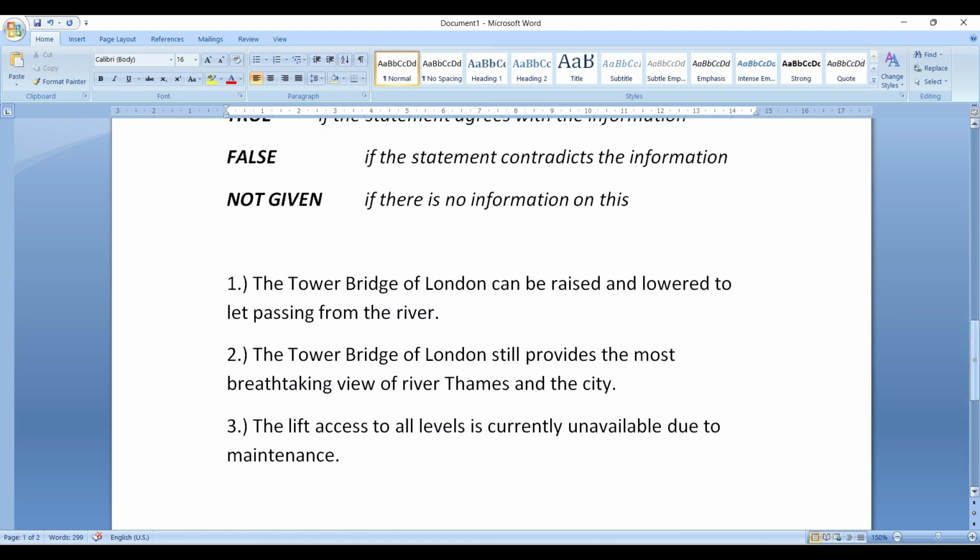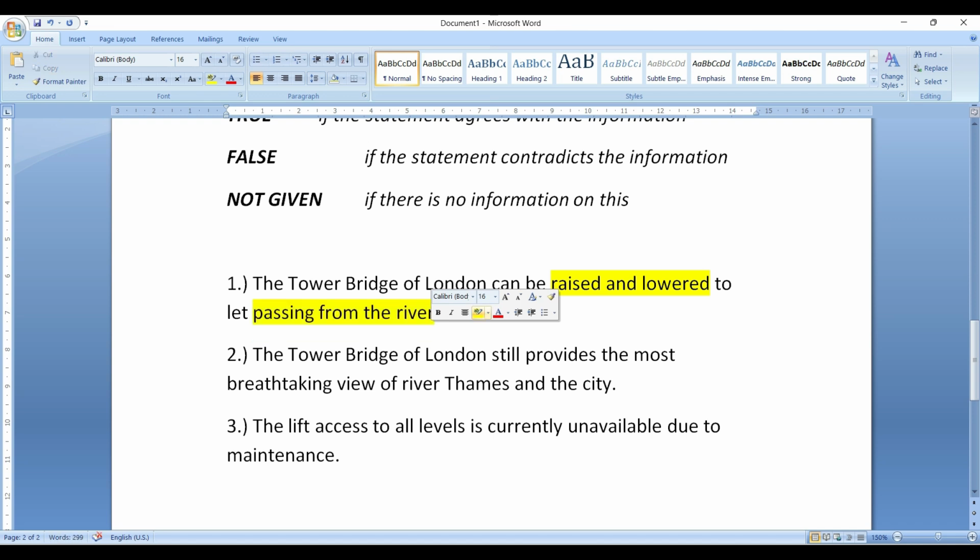Statement number 1. The Tower Bridge of London can be raised and lowered to let ships pass from the river. So I have to underline keywords now. This is what I'm going to do in every reading task. Tower Bridge of London, it's a given. It's the title of our beautiful extract here. Raised and lowered, this is what it can do. I have to check if this is the case. I have to check it out in the passage. In order to do what? It can be raised and lowered in order to let ships pass from the river. Okay, I will underline this keyword as well.